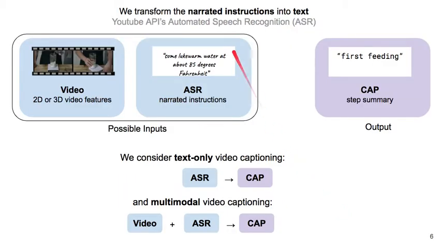The first step is to transform the audio of the videos into text. So this will result in the narrated instructions because we're looking at instructional videos. We use YouTube API's speech recognition engine. So the inputs to our algorithm will be the video, either in 2D or 3D features, and the ASR, automated speech recognition. The expected output is the caption, so the step summary. We considered two tasks: text-only video captioning, going from ASR to caption, and multimodal video captioning, where we add also the video feature as input.